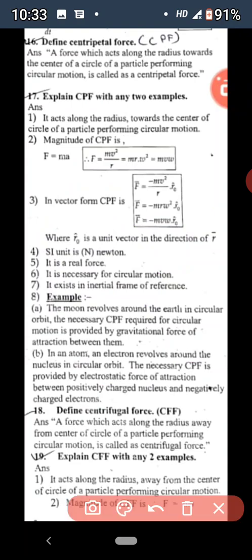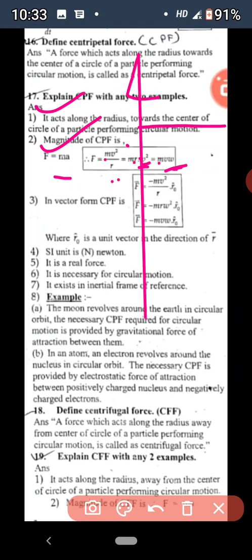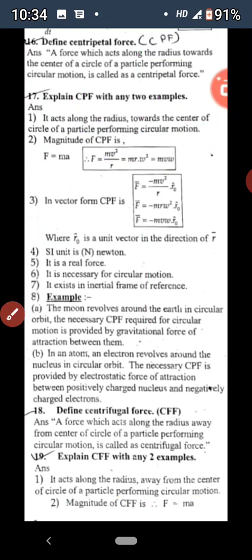Now let us explain this centripetal force with different points. First point, it acts along the radius towards the center. Its magnitude: force is nothing but mass into acceleration. So m is mass, which is constant, and we have seen acceleration as v square upon r, r omega square, and v omega. That acceleration, the derivation of which we saw yesterday, has the value v square upon r, r omega square and v omega. So if you multiply it by m, then we get the force.